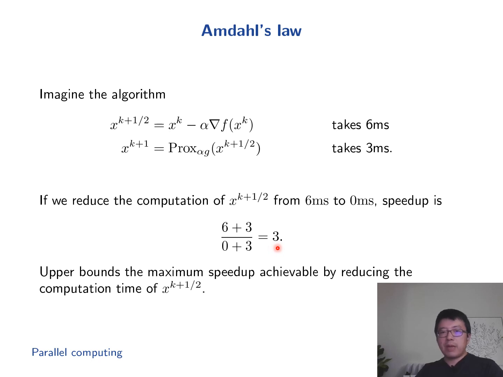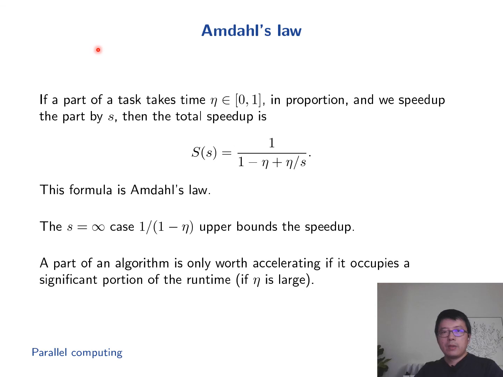So 3 is the maximum speedup achievable by reducing only the computational time of the second step, but not the first step. This means that even if we have lots of processors and we are able to successfully reduce a proportion of the running time in the iteration to even 0, we're subject to some kind of upper bound dictated by the non-accelerated part. This phenomenon is captured by Amdahl's law.